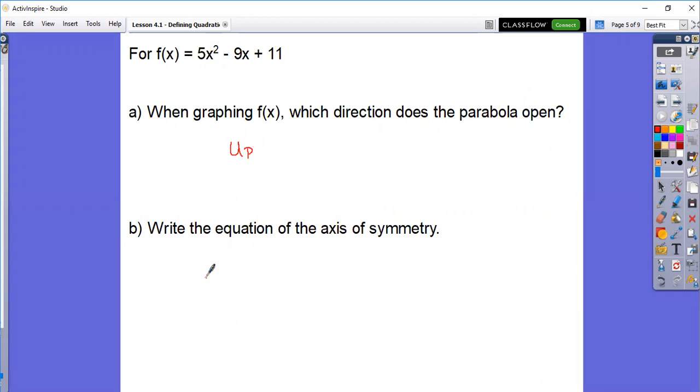So the equation of the axis of symmetry will be x equals negative b over 2a. In this case, a is 5. B would be negative 9. Make sure you pay attention to the signs. And then C would be 11. So this is going to be 9 over 2 times 5, which is 9/10. So the equation of the axis of symmetry would be x equals 9/10.